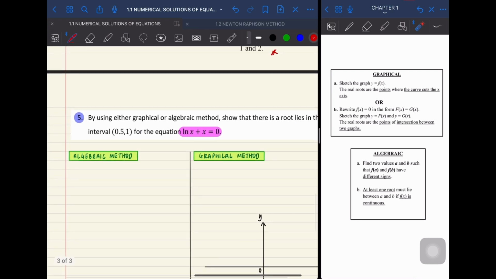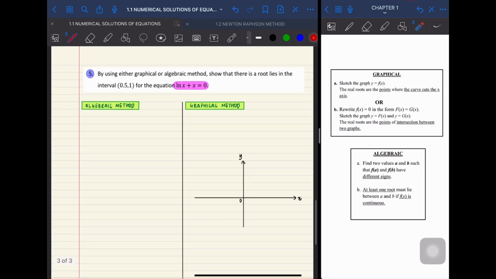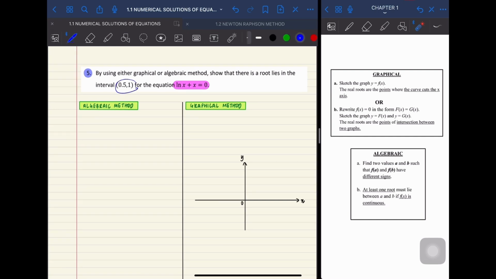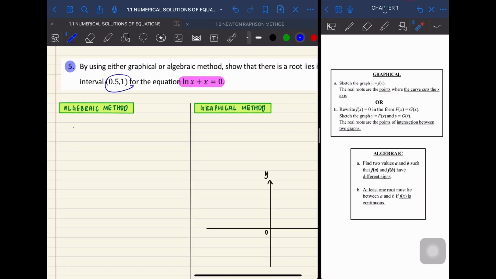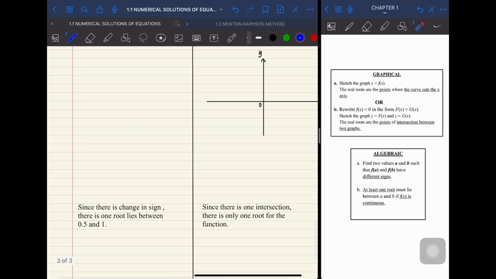Okay, and then for the last one: by using either graphical or algebraic method, show that there is a root that lies in the interval 0.5 until 1 for the equation. I'll show you both, but you just need to use either one, either graphical or algebraic. For the algebraic method, it is simple because you just need to substitute the two values given over here. You let your f(x) equal ln x plus x. So you just need to substitute 0.5 and then substitute the value 1, and check whether they have different sign or not. If yes, then you can conclude like this. That is for the algebraic method.